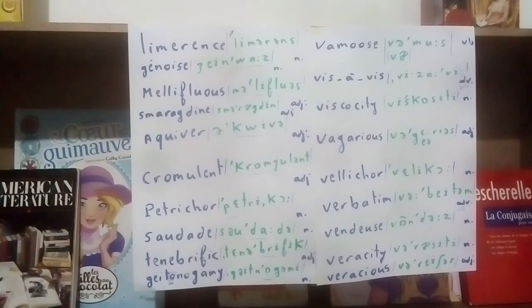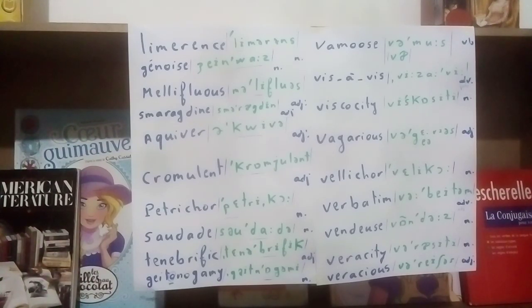Valicore, a three-syllable noun. The first syllable va should have the stress. Valicore. Verbatim. The second syllable bay should have the stress. Verbatim, a three-syllable noun. And then we have vendeuse. Vendeuse, a disyllabic word. The second syllable deuse should have the stress.